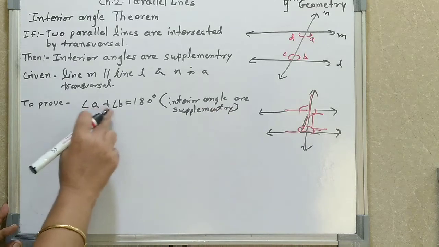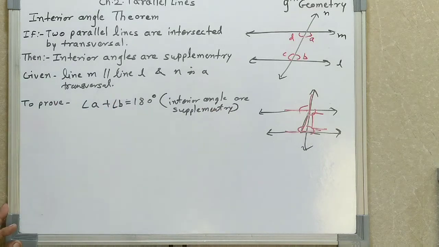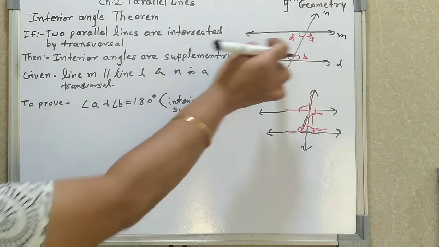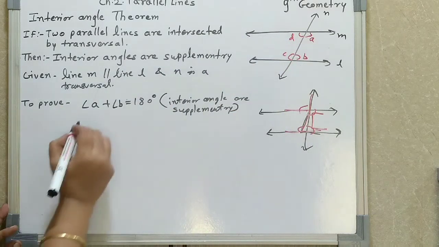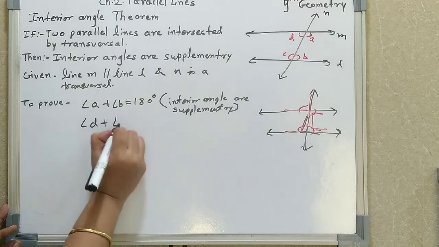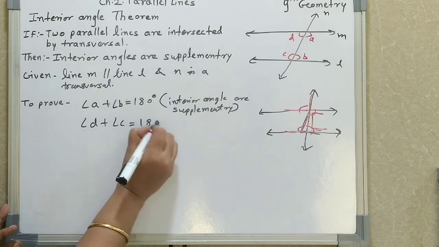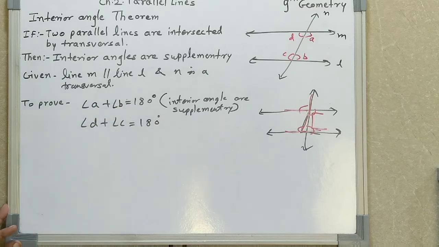Supplementary. Okay, so this is our first statement: angle a plus angle b is equal to 180 degrees. Now, what is the other interior angle pair? That is d plus c. So angle d plus angle c is equal to 180 degrees. These are the two pairs.